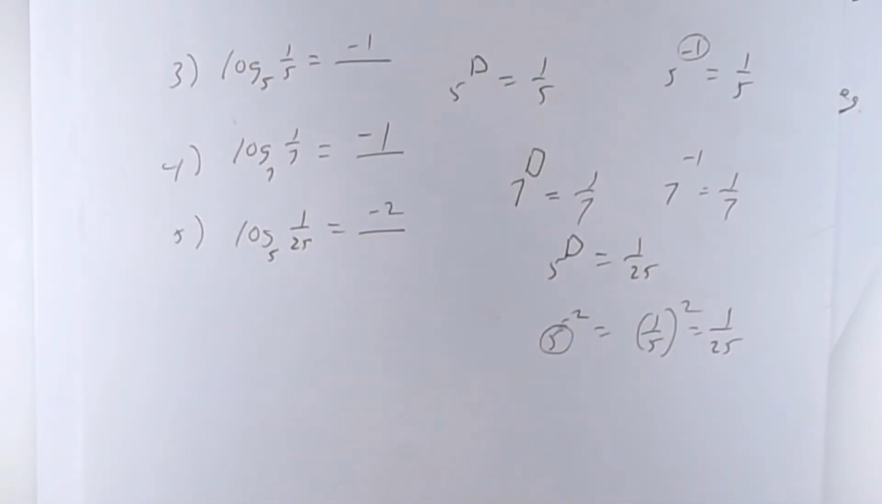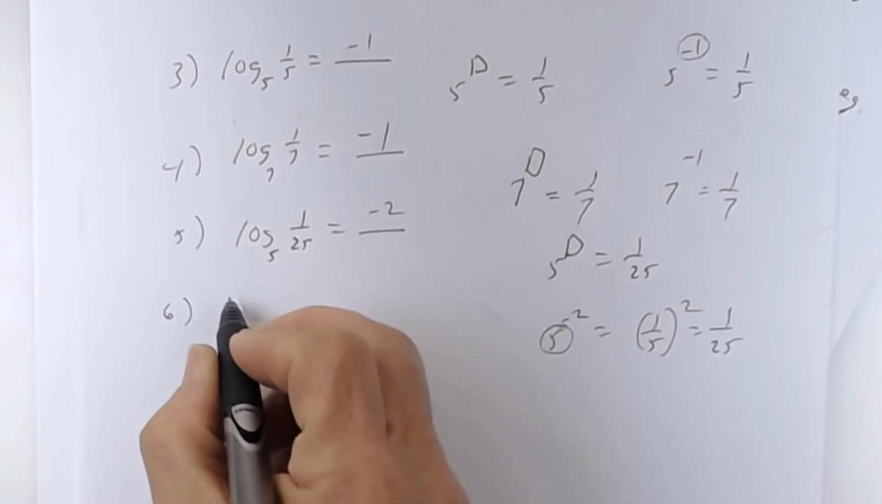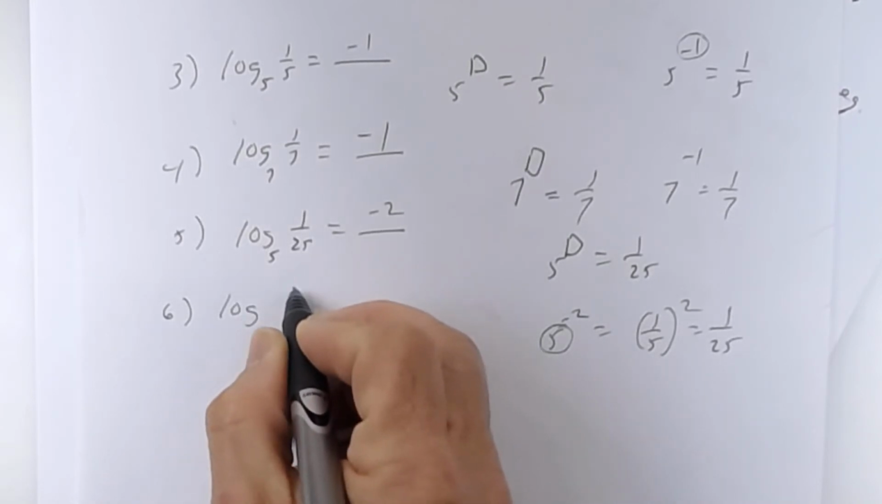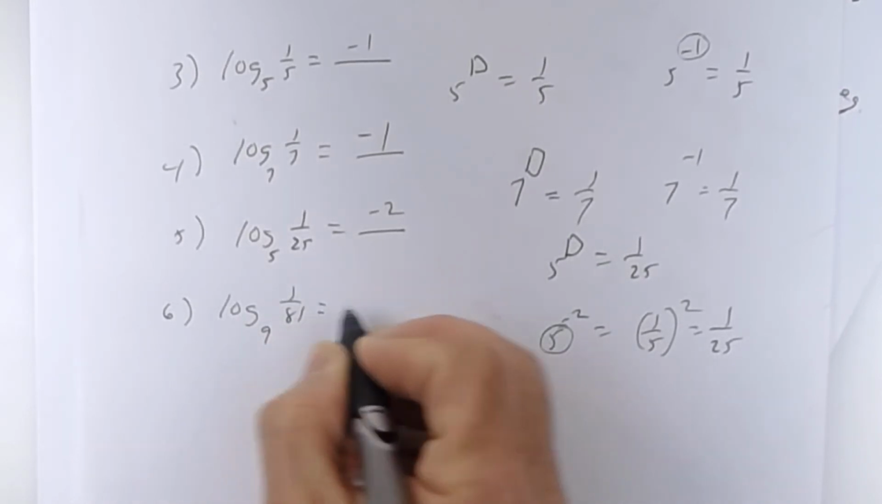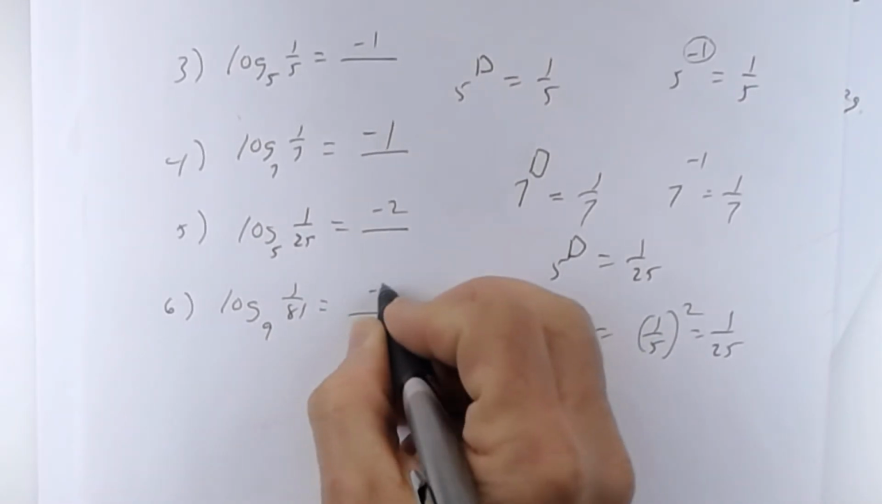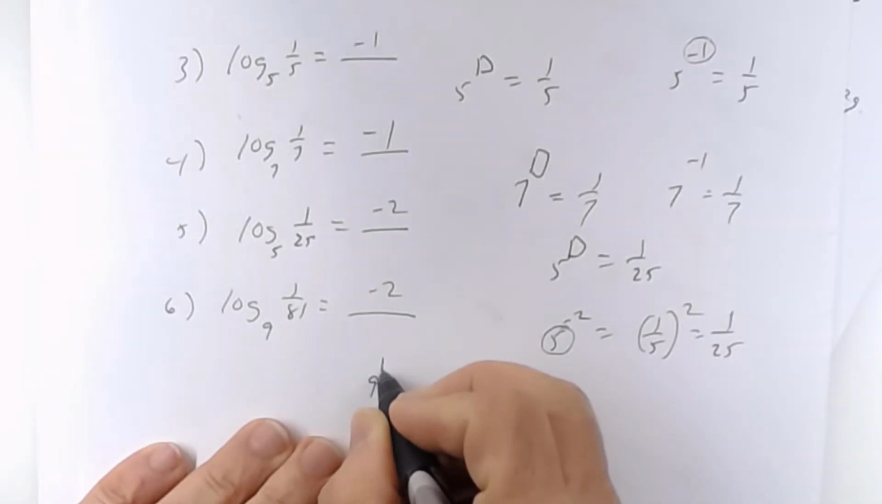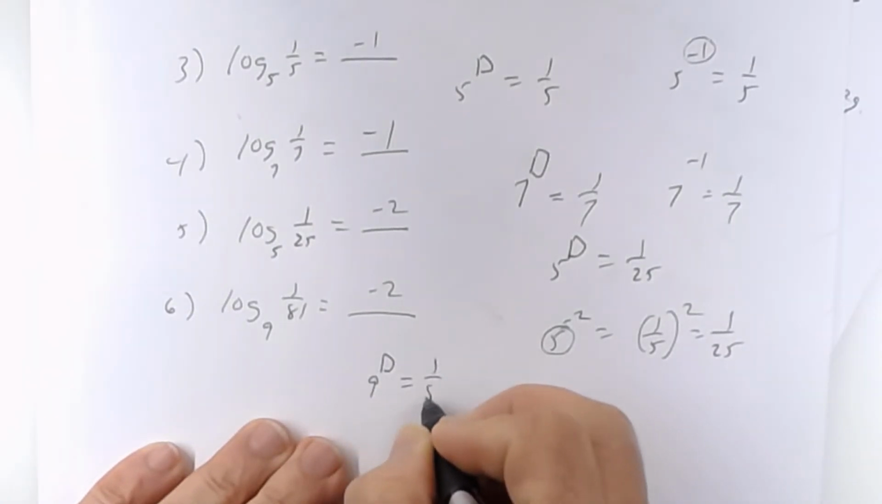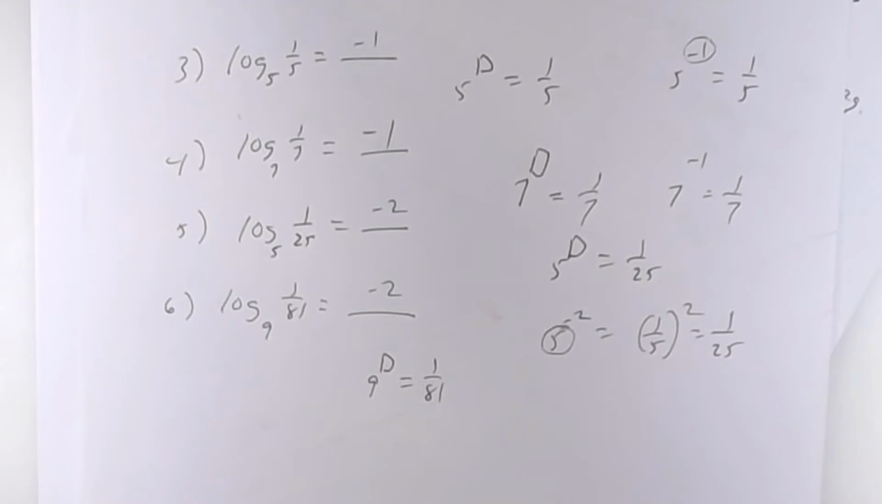Number 6. What is the log of 1 over 81 base 9? Negative 2. Because 9 raised to what power is 1 over 81? Not 81, 1 over 81. But use the 81. 9 squared is 81. But I know it's not 81 I want, it's 1 over 81. So it has to be 9 to what power instead? Negative 2.